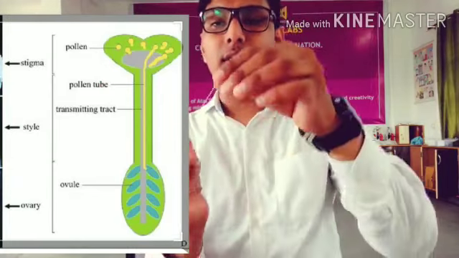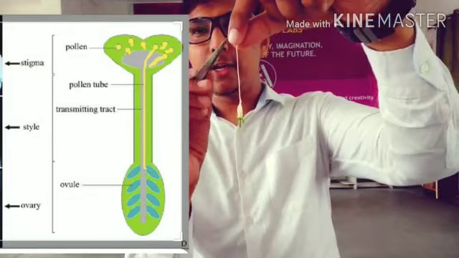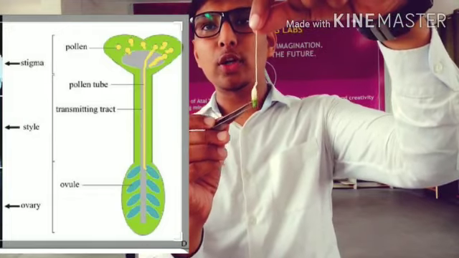Now this portion is your ovary. It goes up to the ovary. In the ovary, what happens? The egg cell is also present, which is fertilized by the male gametes which are coming from the pollen tube. Okay, this is the ovary.